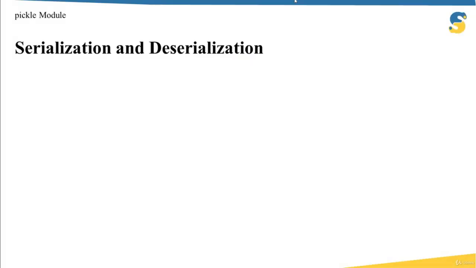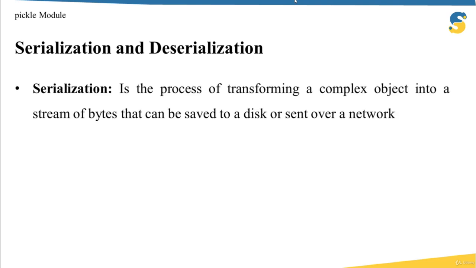First of all, I'm going to define what serialization and deserialization are. Serialization is the process of transforming a complex object into a stream of bytes that can be saved to a hard disk or sent over a network.